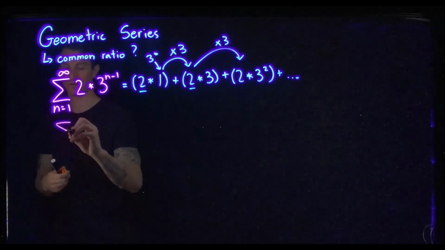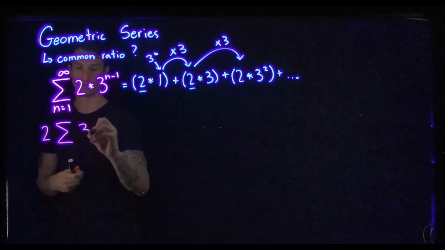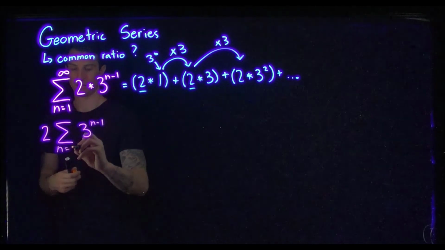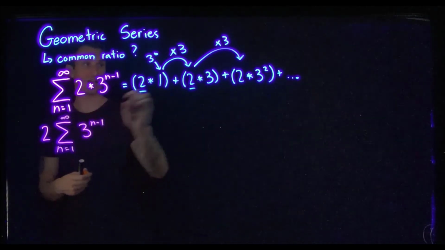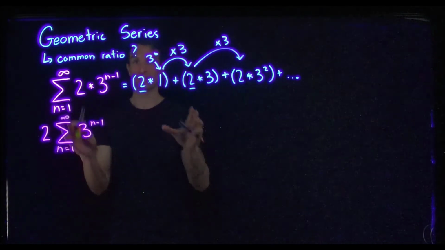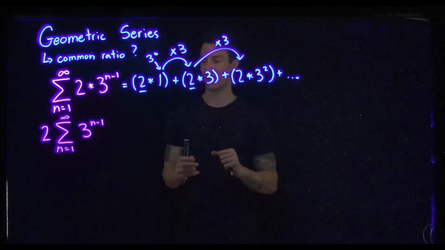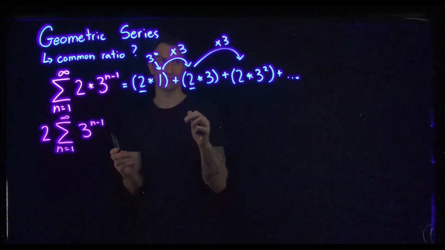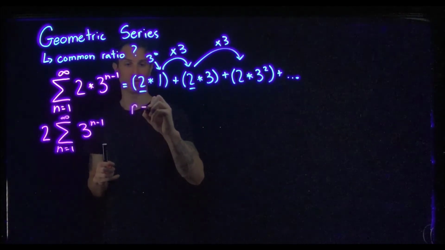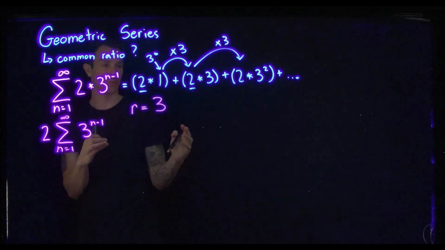So the 2 is on the outside. Now we can't forget about the 2; we are going to need it. But since we have a common ratio that we multiply by each time, we immediately know this is a geometric series. So let's see whether it converges or diverges. Well, what is my common ratio here? It's 3.